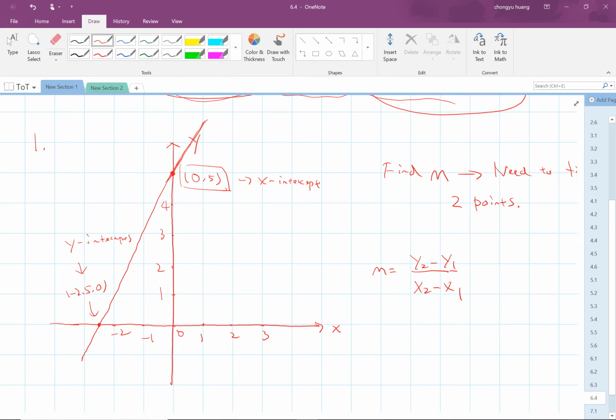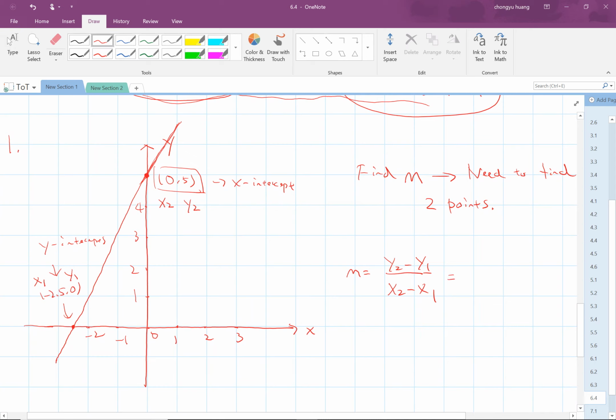So here we have x1 and then x2. Okay, and then we have y1 and then y2. Okay, so now the rest thing is we just basically plug in the number, right? So we have y2 is actually equal to 5 minus y1 is equal to 0, and then we got x2 is actually equal to 0 minus x1 is basically -2.5, right?